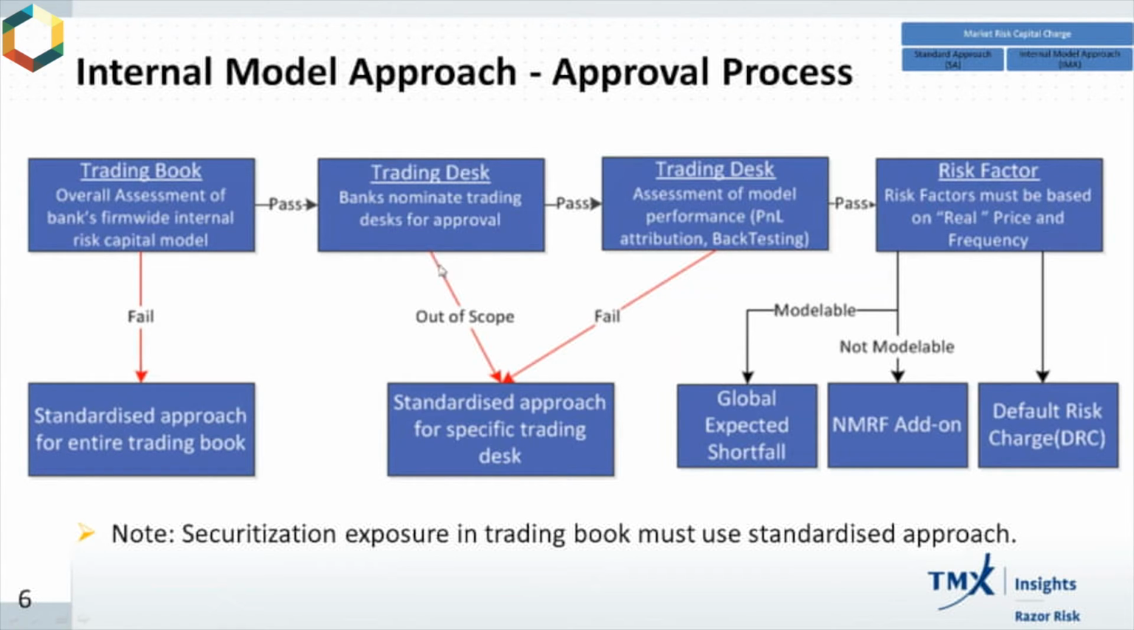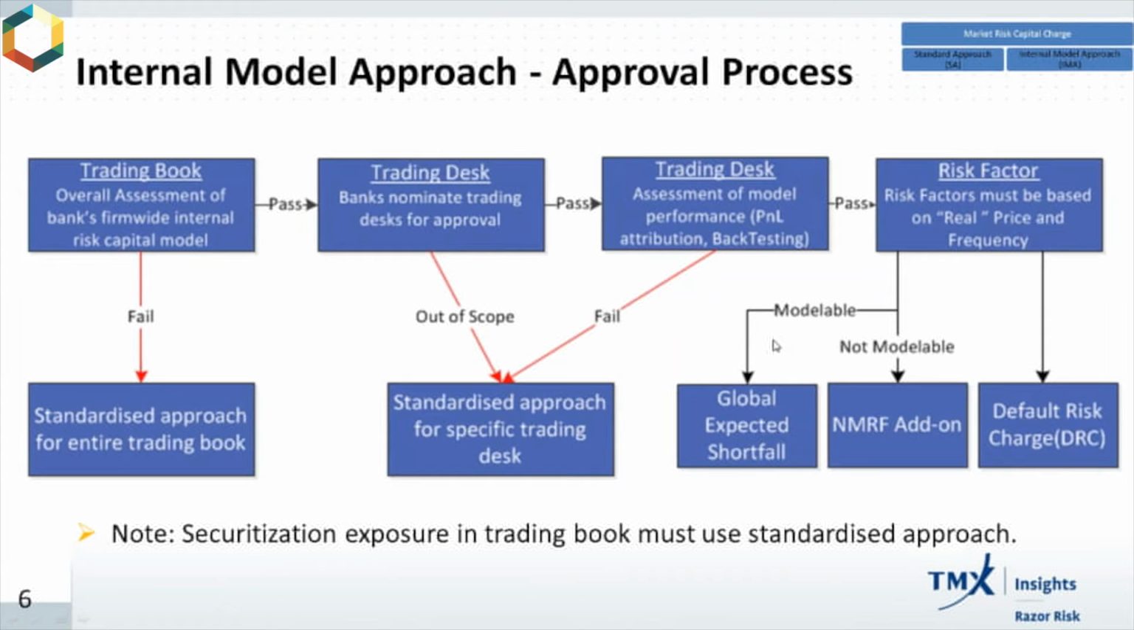For the ones out of scope, we need to use the standardized approach. For the ones that got nominated, we need to assess the model performance, including P&L attribution and backtesting. For the ones that fail the assessment, you also need to use the standardized approach. And for the ones that pass, we need to assess the risk factors, whether they are modellable or not, based on the criteria of real price and trading frequency.